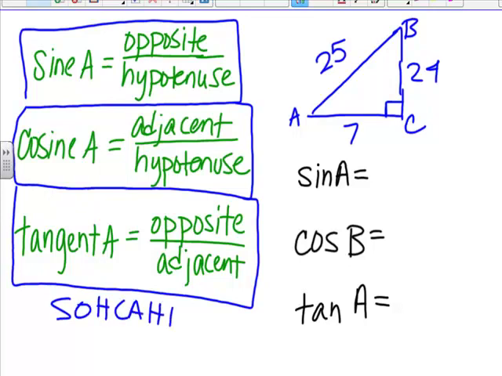SOHCAHTOA is one of them. Sine, opposite over hypotenuse, cosine, adjacent over hypotenuse, tangent, opposite over hypotenuse. Oops, sorry, tangent, opposite over adjacent. Some of you may know "Some Old Hippie Caught Another Hippie". What do we want to say here? You can fill in the words and let me know what you come up with in class.